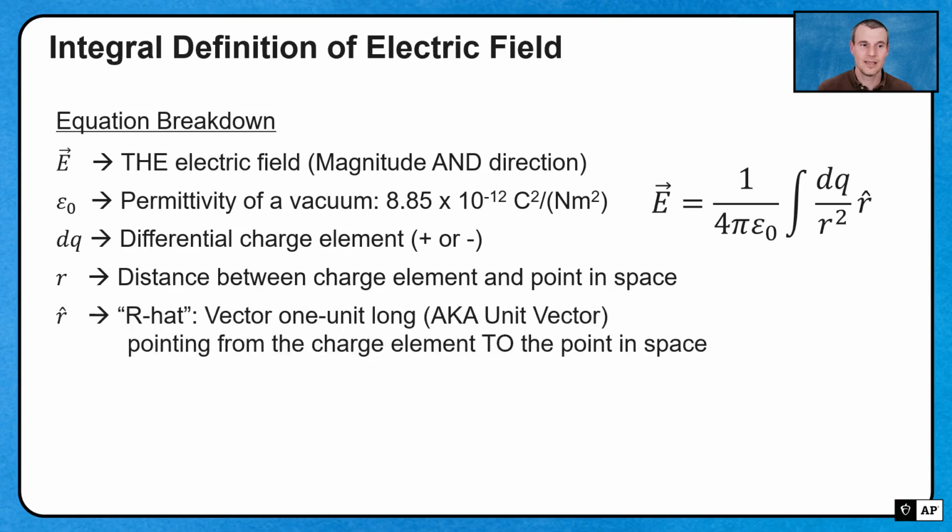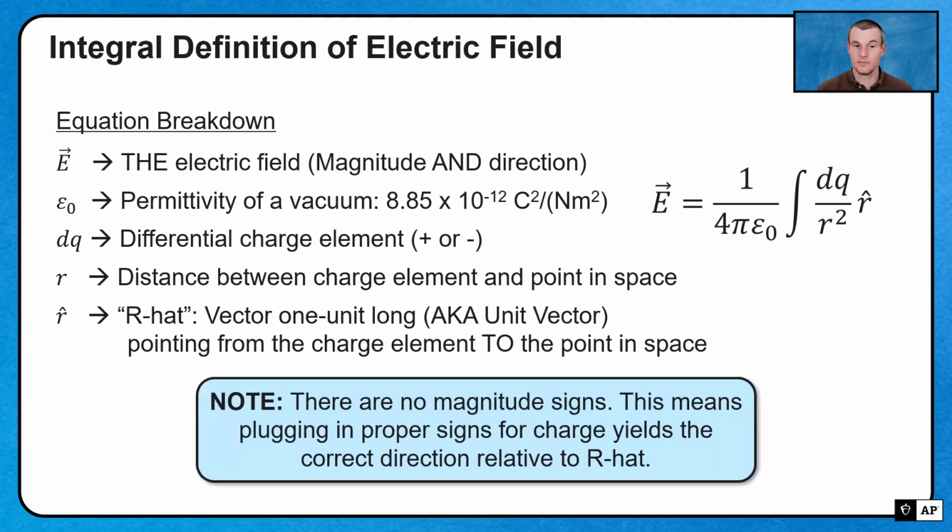And lastly, we have this little r hat. It is a vector that's 1 unit long. We call this a unit vector, and we're going to review what that is in just a minute, so it's okay if you don't quite remember. It points from the charge element to the point in space that we care about. That's always how we define this by definition. From your charge, away from it is going to be your r hat.